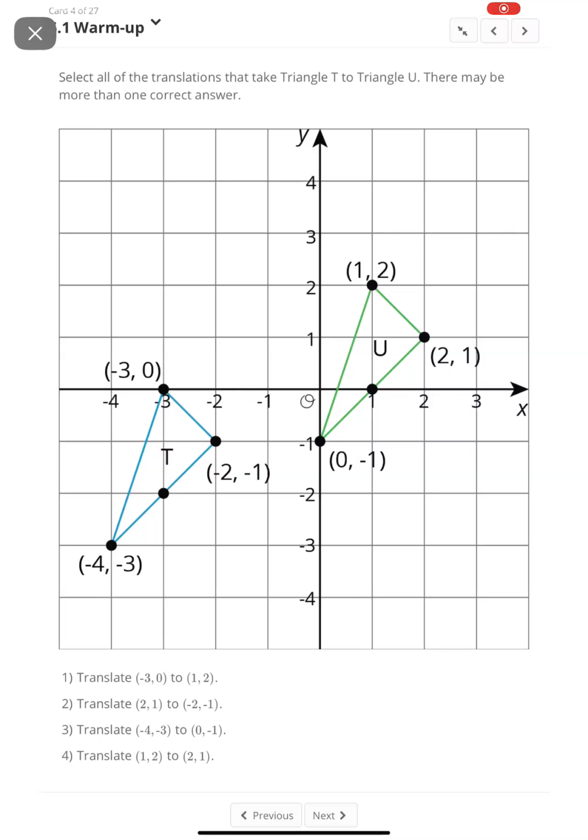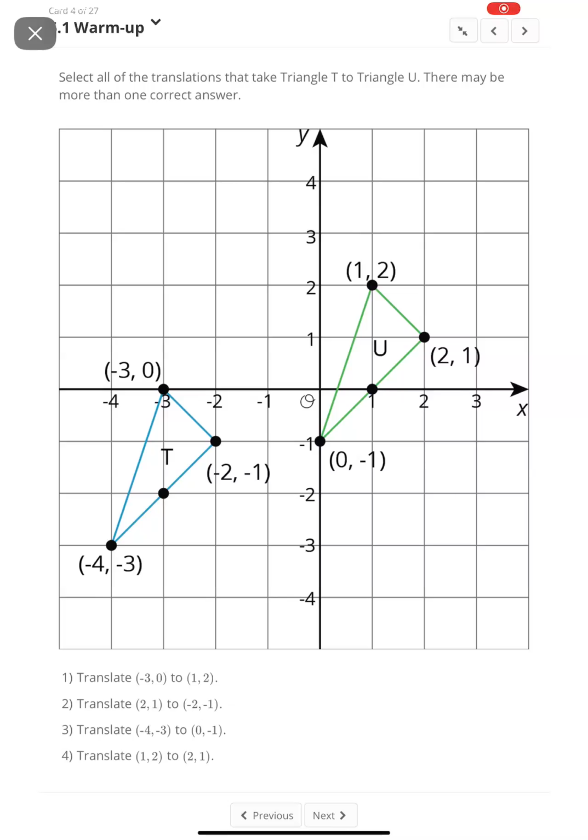8th graders have been learning about transformations and specifically about translations, rotations, and reflections. I will make PowerPoint slides that go over some definitions and keywords that you need to know for this unit and moving forward. But really quickly, on this screen right now, what you're seeing is a coordinate plane.